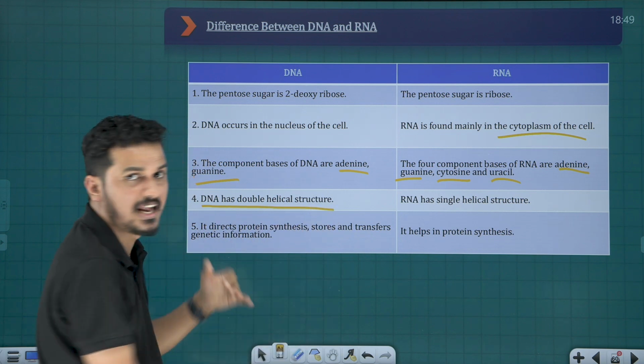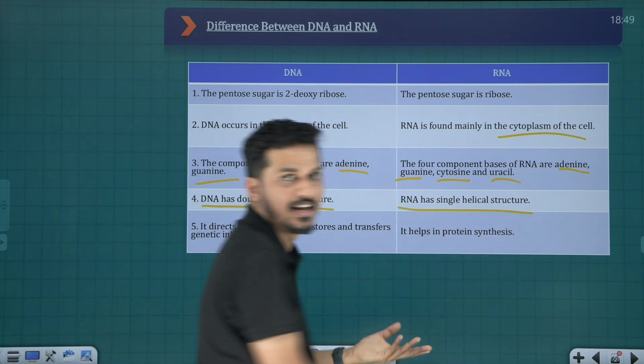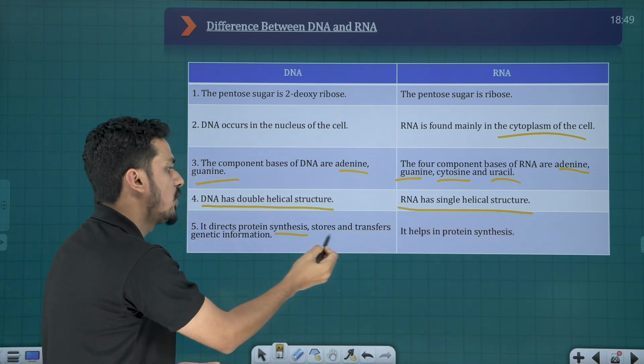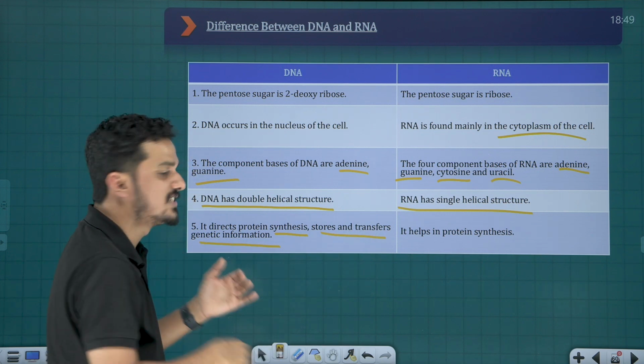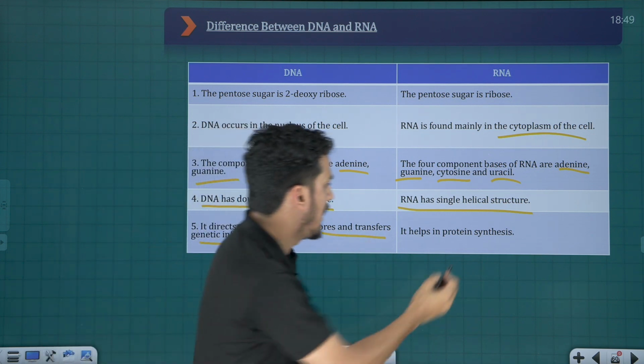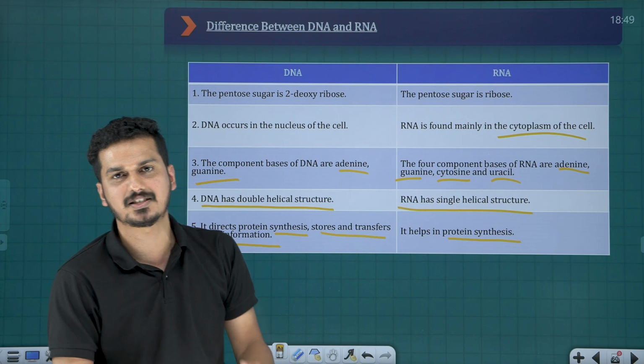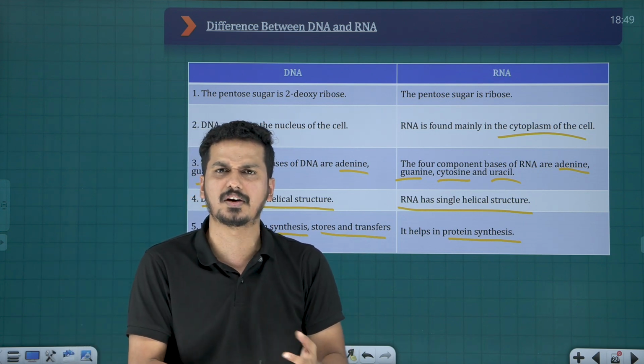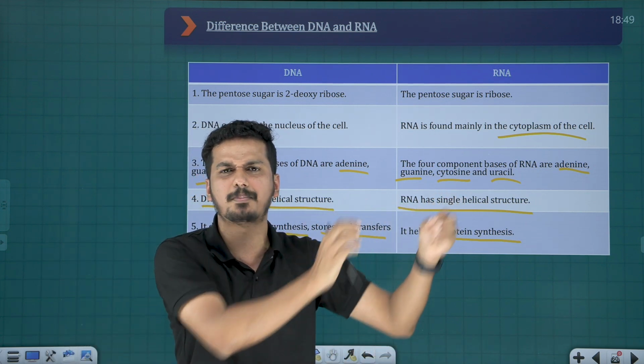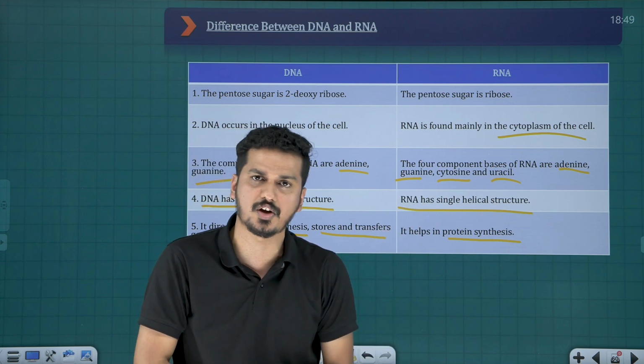Then DNA has a double helical structure, RNA has a single helical structure. DNA directs protein synthesis, stores and transfers genetic information. RNA helps in protein synthesis. That much idea you have to remember. And you have to go through what is mutation and all that idea. Some basic terms related to DNA, RNA also you have to go through.